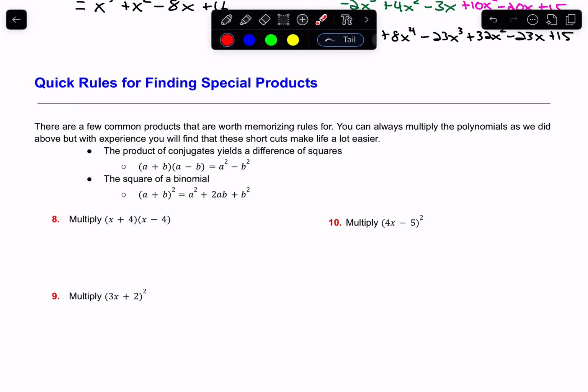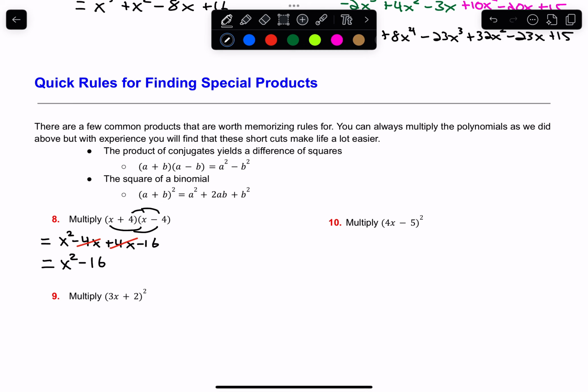So for number 8, I'm going to do it the long way, and then I'll show you the short way. Doing number 8 the long way, we would multiply x times x minus 4 to get x squared minus 4x, distributing that x. Then we would multiply 4 times x minus 4. We'd get positive 4x minus 16. But notice when we simplify, we have x squared, negative 4x and positive 4x cancel each other out here in the middle, and then minus 16 in the back.